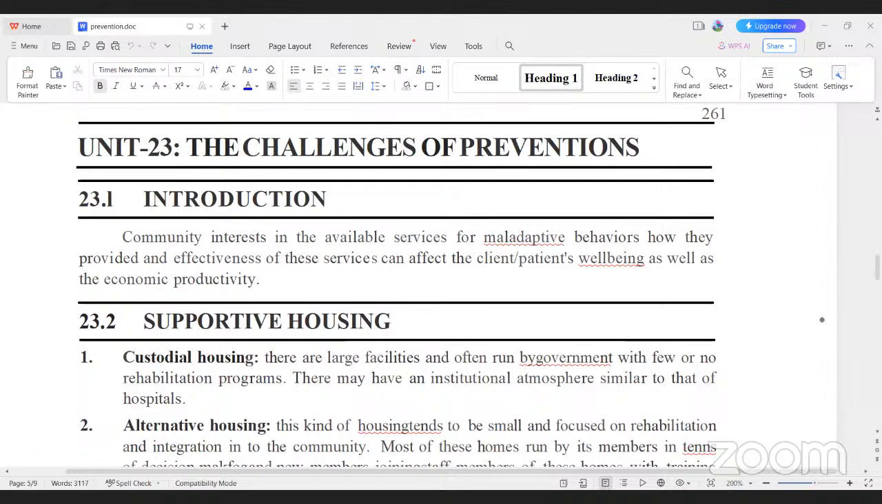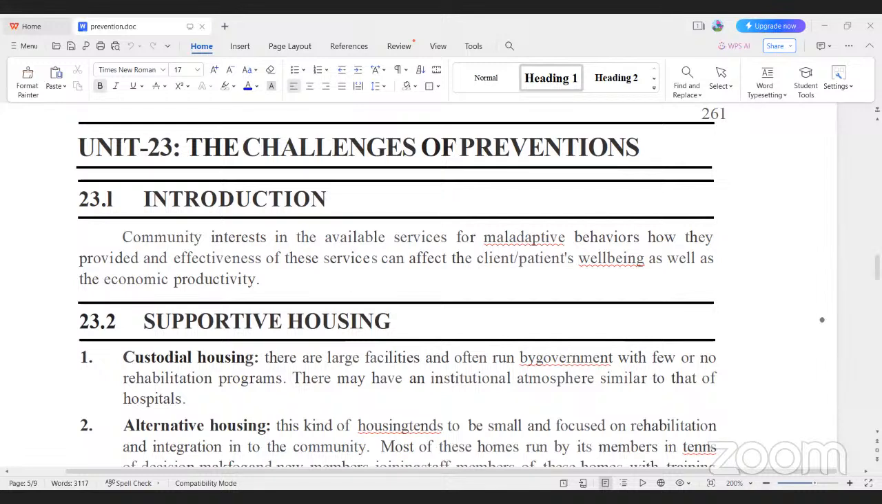How does psychopathology come psychologically? That means psych, the mind: how do problems come? Some biological problems also create problems in the mind. The neurotransmitter imbalance in the body and the hormonal imbalance in the body also create some psychological problems. So this is a biological cause.